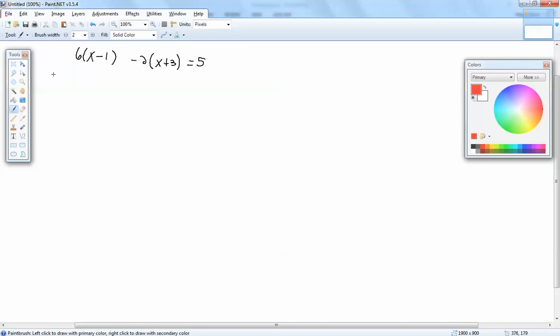Our first step says to get rid of parentheses. Well, this one we actually have parentheses in. When you have a number next to parentheses, remember that indicates multiplication. So we're going to use the distributive property. We'll take 6 times our first term, which is x, and 6 times our second term, which is negative 1. And over here I'm going to take the negative 2 and multiply times our first term, which is x, and times our second term, which is a 3.